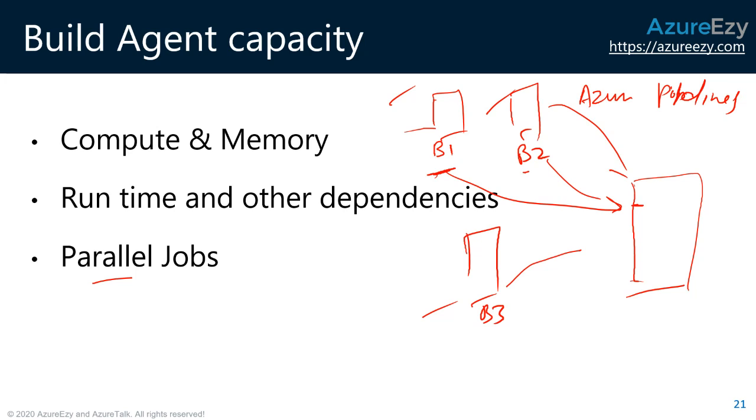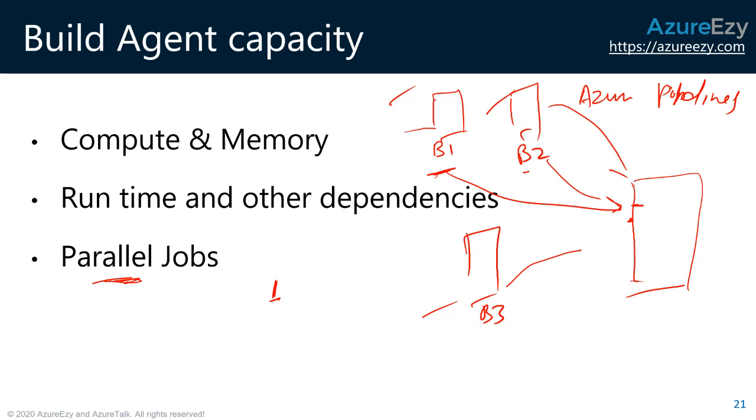But in an organization, you might want to save their time, and for that you might want to have a parallel job concept, where this particular VM can take up multiple jobs at a time from different build definitions. And for that parallel jobs you have to pay in Azure pipelines. Azure pipelines comes with one parallel job. More than one parallel job, you have to pay for it. So that kind of capacity, that kind of dependency you need to look at if you are using your build definition at scale.